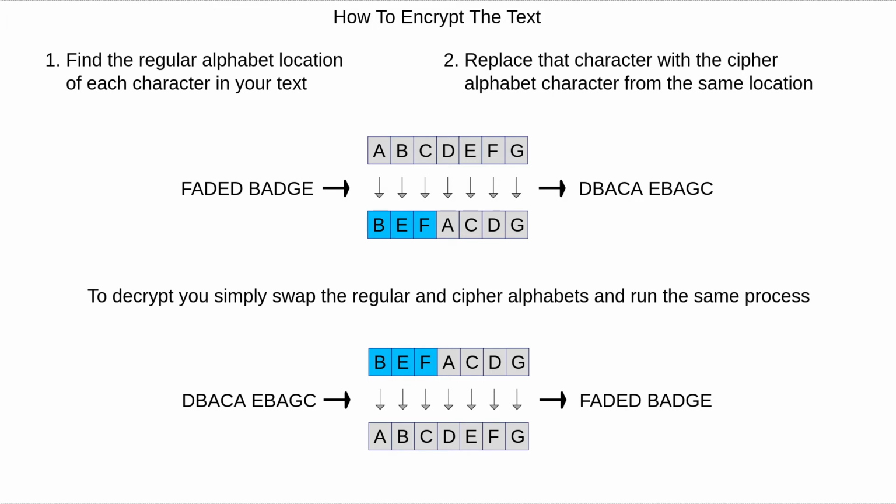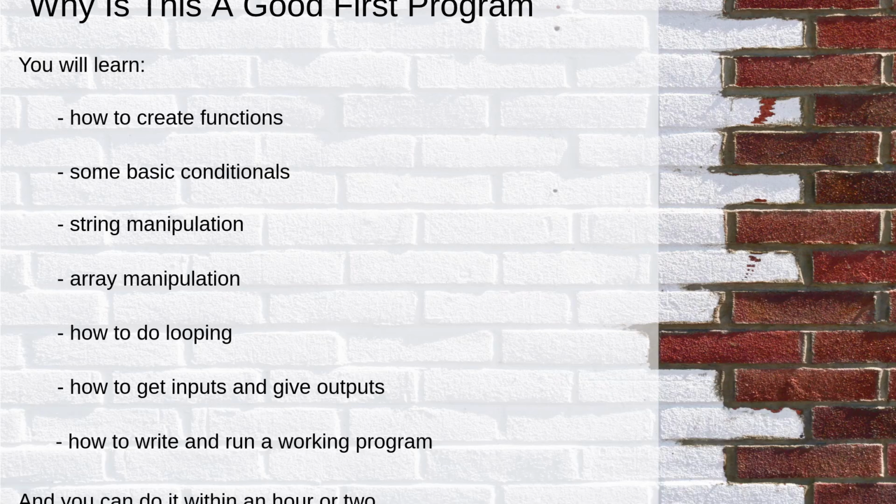And then if you want to decrypt it, you just switch the cipher and the plain text alphabets and run the text through again. So you can see at the bottom, there's the gobbledygook goes in and you get "faded badge" back out. So it's a very easy algorithm to implement.